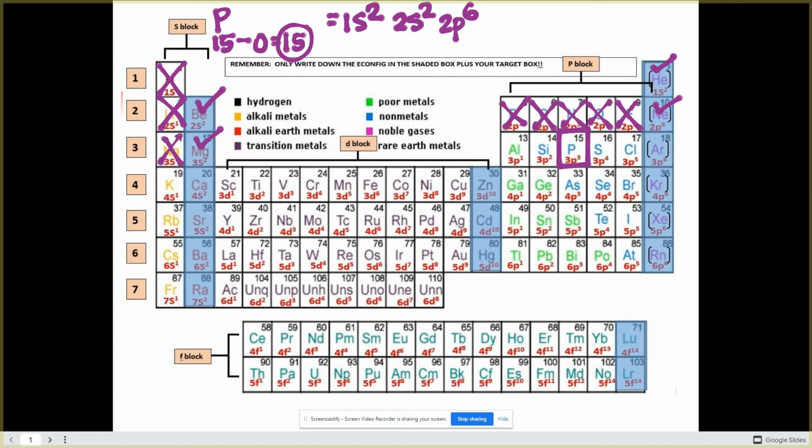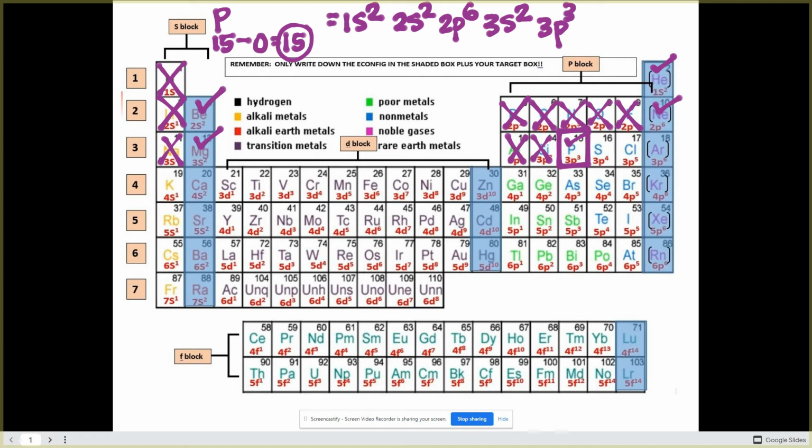Box number 11, no. Box number 12, yes. And that is 3s2. Okay. 13, no. 14, no. 15, wait a minute. 15 is our target box. So I need to write that down because that's P right there. So I need to write down 3p3 because this is the electron configuration inside that box. And again, guys, if you add up all the exponents, it should give you our atomic number. Okay. It should give you our number of electrons, which is 15.